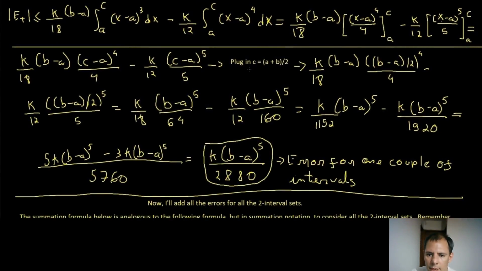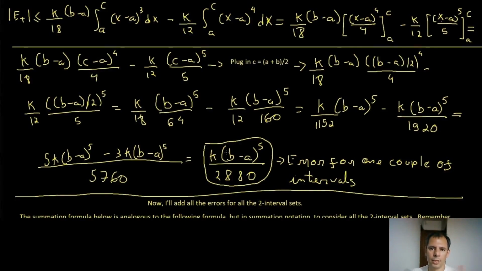So putting in the c, and plugging in the fact that c equals a plus b divided by 2, now it's time to replace it with a plus b divided by 2. You rearrange the terms, you do all the additions, subtractions, multiplications, and divisions, and you end up with this, which is k times b minus a to the 5th divided by 2,880. This is the error for one couple of intervals. So this is just for a 1-2 interval set.